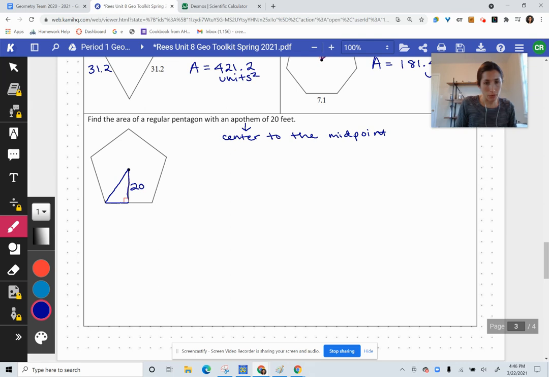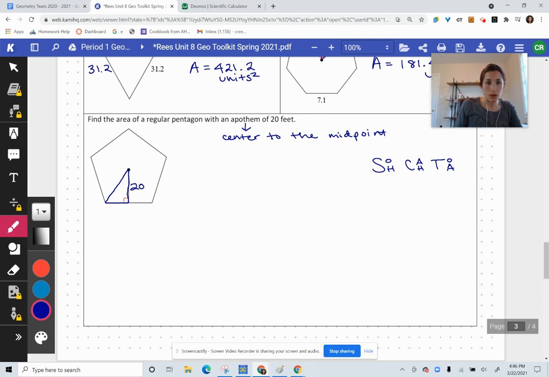Now, anytime you're working with a problem and you're only given one measurement, that tells you that you are going to need to use some trig to solve for this. So we're going to maybe need to use some sine, cosine, or tangent. So I'm going to write that over here. Remember, sine is opposite and hypotenuse, cosine is adjacent and hypotenuse, and tangent is opposite and adjacent.